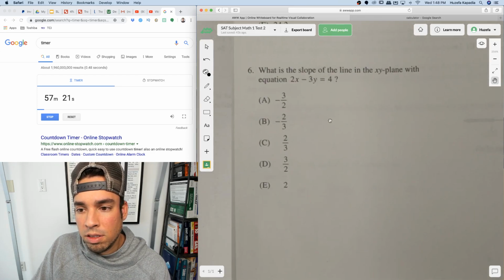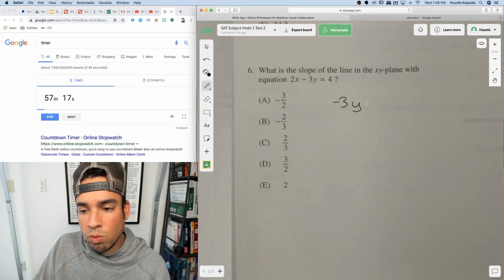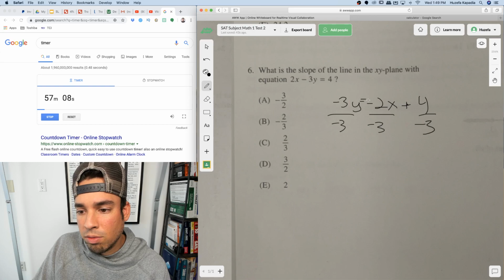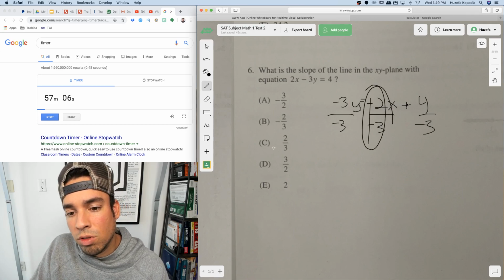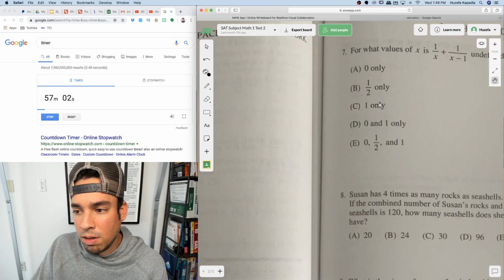What is the slope of the line in the xy-plane? Okay, put it in slope-intercept form. I'm going to subtract 2x from both sides. Negative 3y equals negative 2x plus 4, then divide by negative 3. This becomes positive 2/3 as the slope. Whatever's multiplying x is the slope in slope-intercept form. That's it. Done. Number 7.